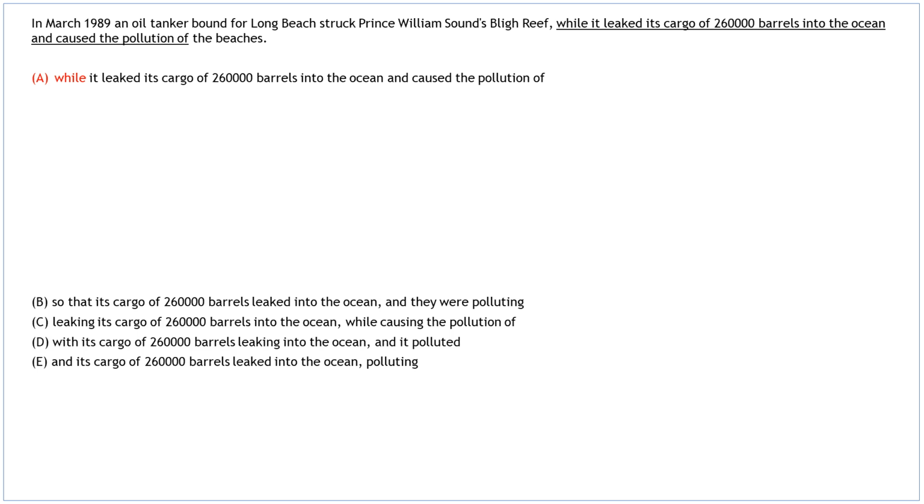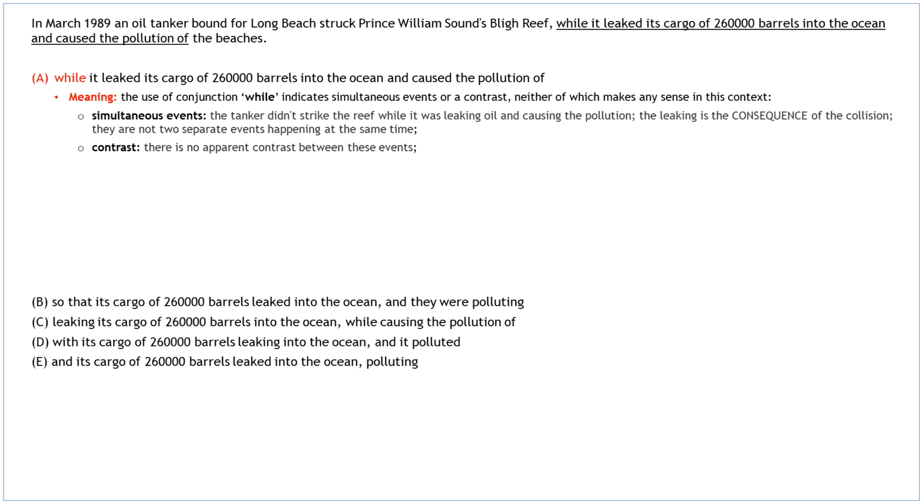In answer choice A, the use of the conjunction "while" indicates simultaneous events or a contrast, neither of which makes any sense in this context. The tanker didn't strike the reef while it was leaking oil and causing the pollution. The leaking is the consequence of the collision, they are not two separate events happening at the same time. As far as contrast, there is no apparent contrast between the two events.